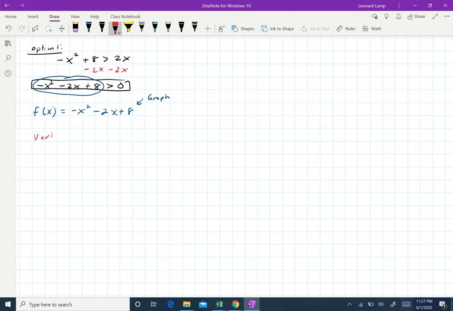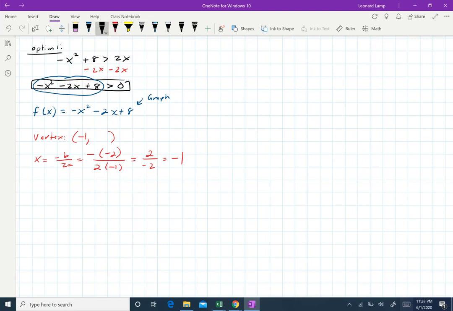Let's locate the vertex of this, which is going to be found by using the negative b over 2a technique, so we don't have to complete the square. So b is negative 2, our a is negative 1. So this becomes positive 2 in the numerator and negative 2 in the denominator, which simplifies to negative 1. So our vertex is negative 1, comma.